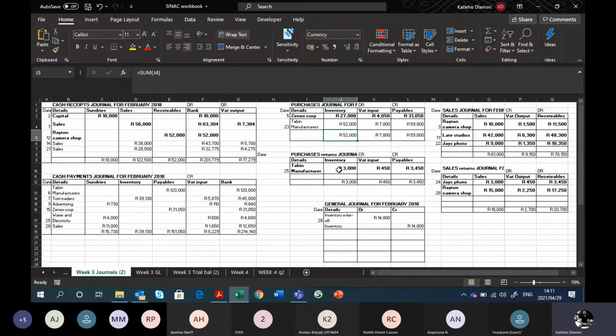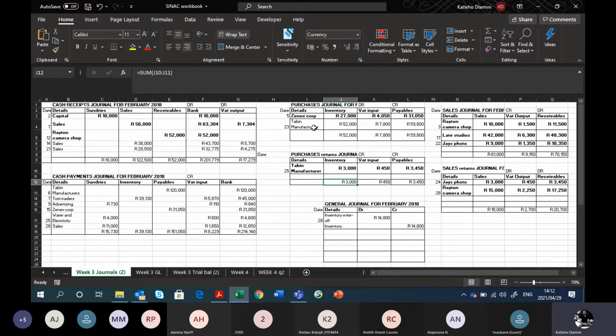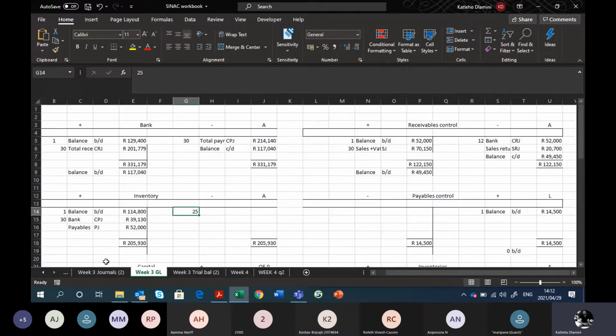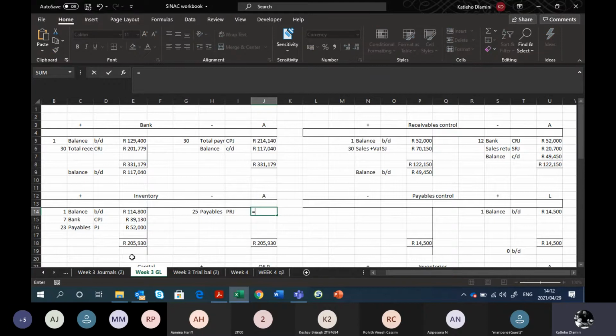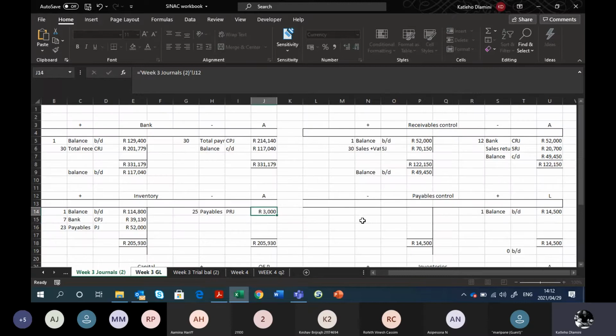Let me see, purchases returns as well. Okay, the 25th. And I might even just take this and make it the 23rd and the 7th instead of just the 30th. So I'll just make it the 7th and the 23rd. Then the 25th, we have payables again. And so that's our purchases returns general, PRJ. And we're going to take that 3,000 over there. All right.